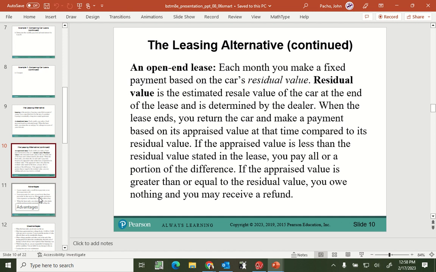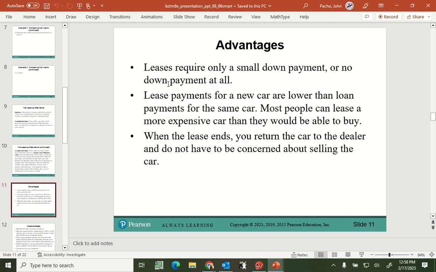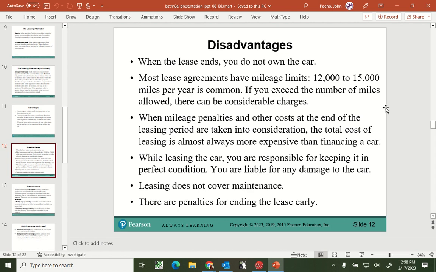It's not a good thing, okay, because at the end, you're just throwing money away. So the lease advantages: it only requires a small down payment or no down payment at all. Lease payments for a new car are lower than a loan payment for the same car. Most people can lease a more expensive car than they would be able to buy. When the lease ends, you return your car to the dealer and you do not have to concern yourself with selling the car. Isn't leasing like renting?